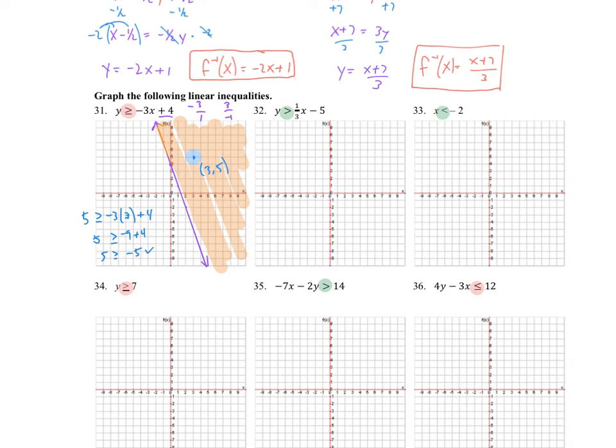The next one, y-intercept is -5. Slope is 1/3. So rise 1, run 3, rise 1, run 3, rise 1, run 3. Or I can fall, go back, fall, go back, fall, go back. But I still have a positive slope here. This is a not equals to, so this is a dashed line.